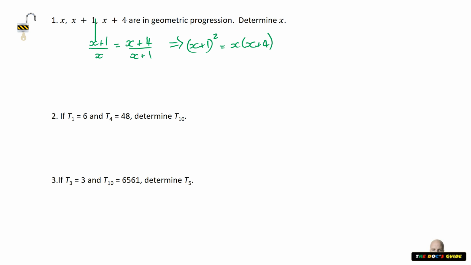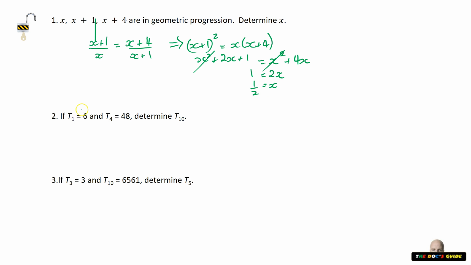At this stage we simply expand things out. On the left hand side, square of the first, twice the product, square of the second, that will equal x squared plus 4x. Our x squared disappears, we've got then that 1 equals 2x, so x equals a half.